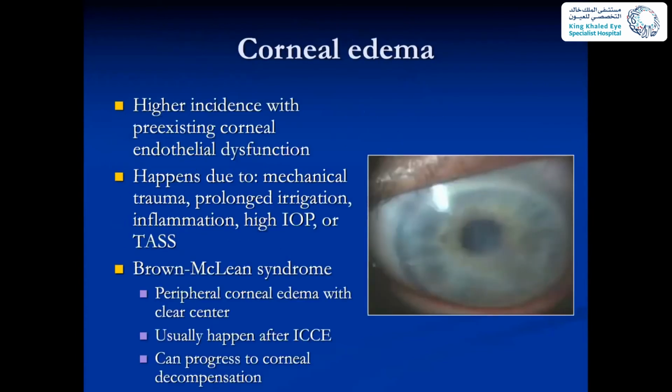Corneal edema postoperatively, that is happening. It has a higher incidence of happening with pre-existing corneal endothelial dystrophy, like Fuchs endothelial dystrophy, when you have dysfunctioning endothelial cells, or previous surgeries that made the count lower and lower, and whenever you have surgery, the edema will not clear. It happens due to mechanical trauma or prolonged irrigation. Sometimes we don't use a lot of phaco power during surgery, yet we have corneal edema after the surgery. This happens with prolonged irrigation.